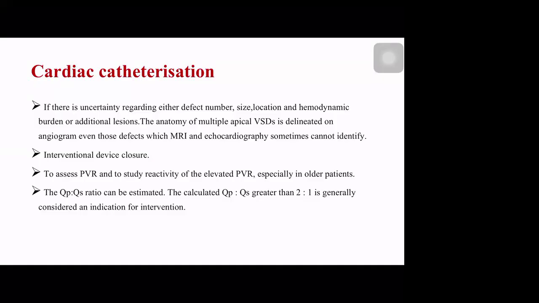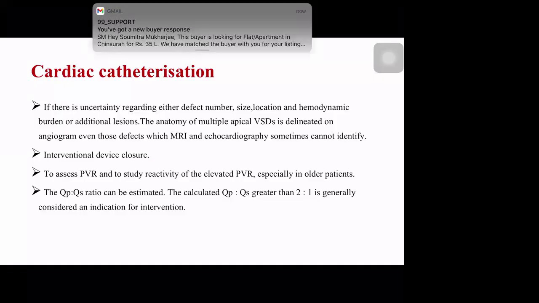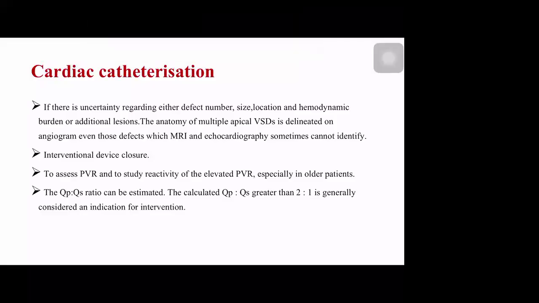Number one, if there is uncertainty regarding the defect number or size or location and hemodynamic burden, or we are suspecting the presence of some additional lesion. The anatomy of multiple apical VSD is delineated on angiogram. Even those defects which cannot be delineated or identified accurately by MRI or by echocardiography, here is the importance of cardiac cath.